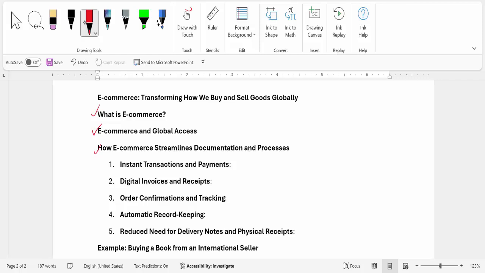How e-commerce streamlines documentation and processes. E-commerce has simplified not only the shopping experience, but also the documentation process for transactions. Traditionally, making a purchase involved multiple steps and a series of paper documents, like purchase orders, invoices, delivery notes, and payment receipts. In e-commerce, these steps are either fully automated or replaced by digital equivalents. Here's how e-commerce has streamlined various parts of the buying process.